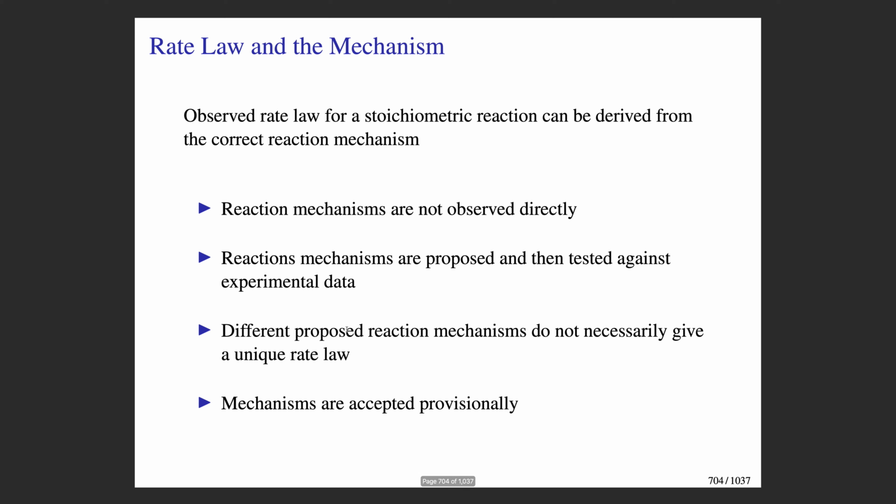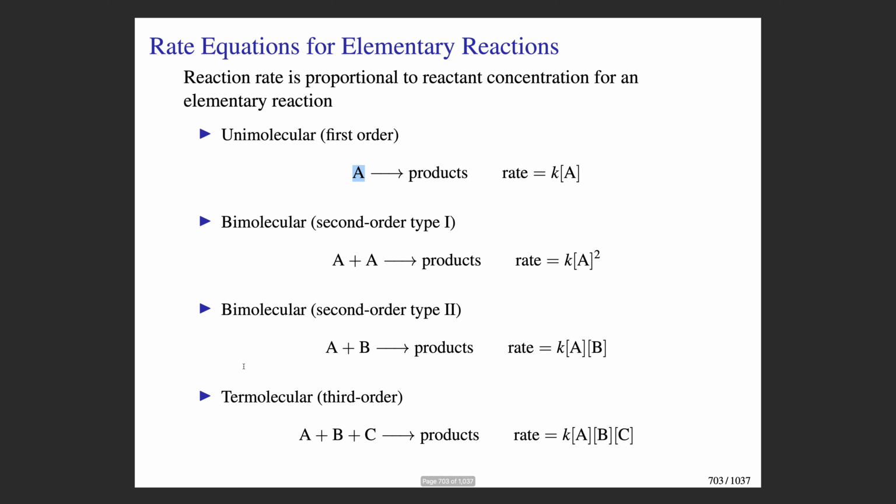In this bimolecular type 2 reaction, the 2 reactants are different from one another. A plus B are assumed to be different species. Each species appears once in the reactants, and so it's first order in each species in the rate law. Second order overall, though. For termolecular, there's 3 types.